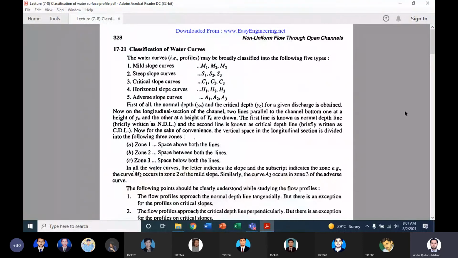Okay, so today we'll be discussing the classifications of the water curves. Previously, we were discussing the types of channel bed slope. Today we are discussing the types of water curves. The concepts are very similar, but here we'll focus more on the water curve rather than the channel bed slope. The five types we discussed for the channel bed slope, mild, steep, critical, horizontal, and adverse, are the same for the water curves.